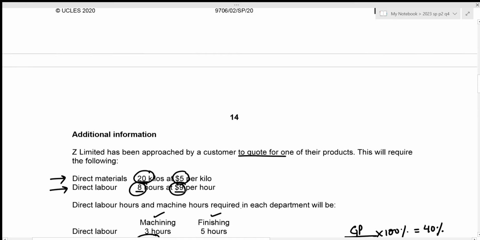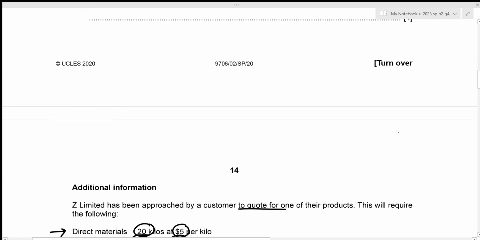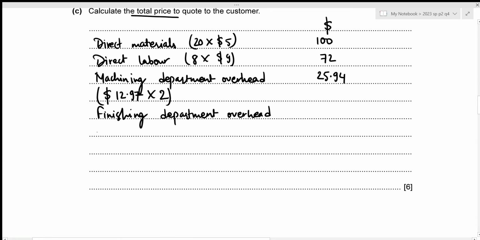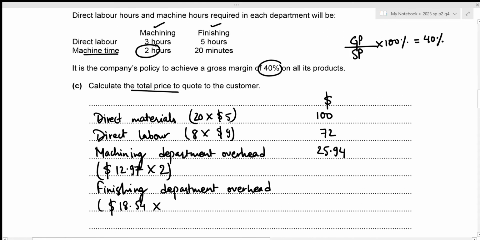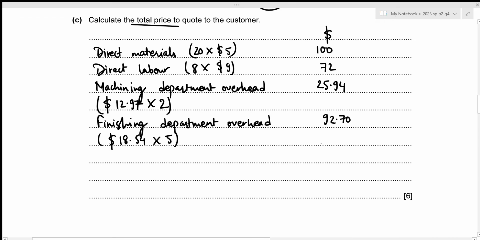Now we repeat the same process for our finishing department overhead. Let's have a look at our overhead absorption rate for finishing department. That was 18.54, and this is per labor hour. So in order to figure out the total overhead for finishing department, we just need to multiply this rate to the labor hour. Let's do that. So that is 18.54 times the labor hour, which is given to be 5 for finishing department. So that's times 5, which results in total finishing department overhead to be included to be 92.70.